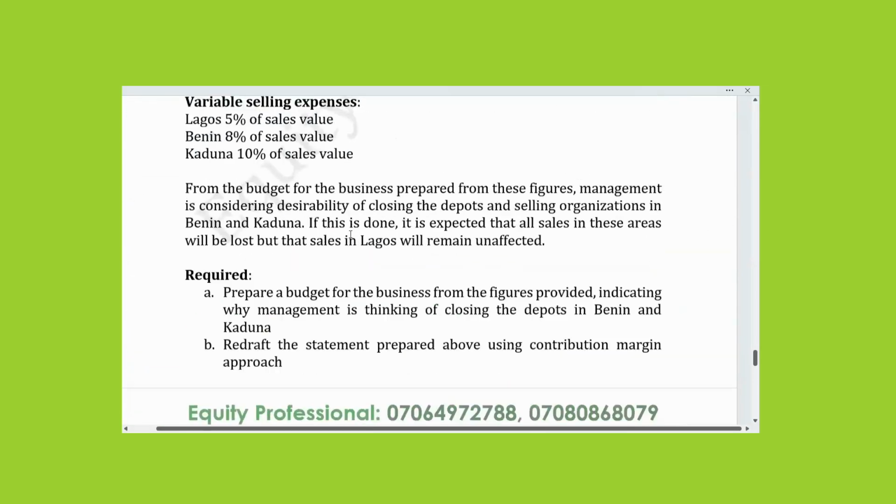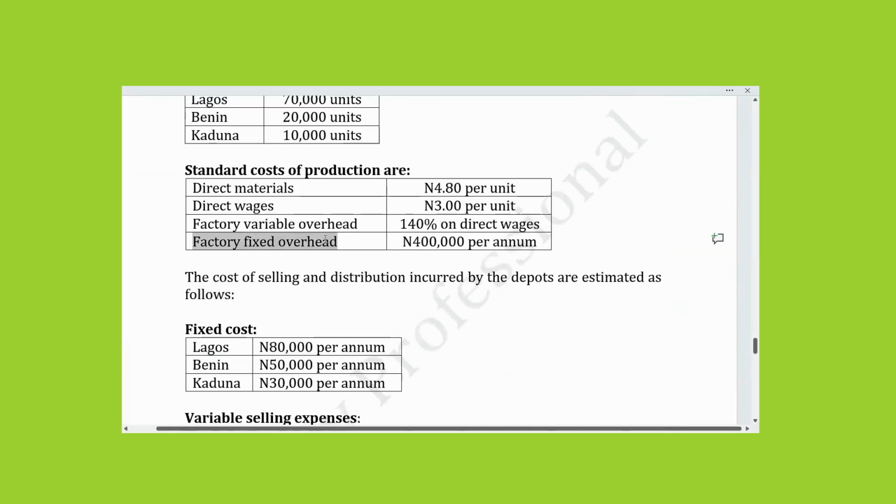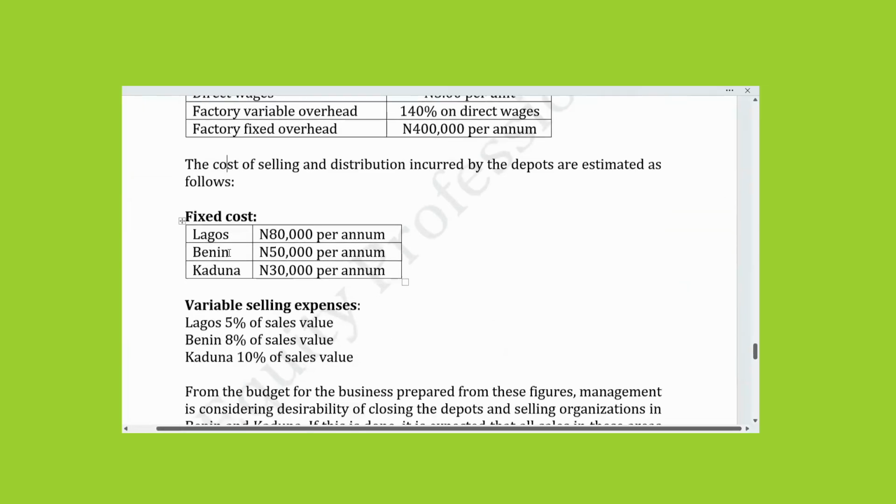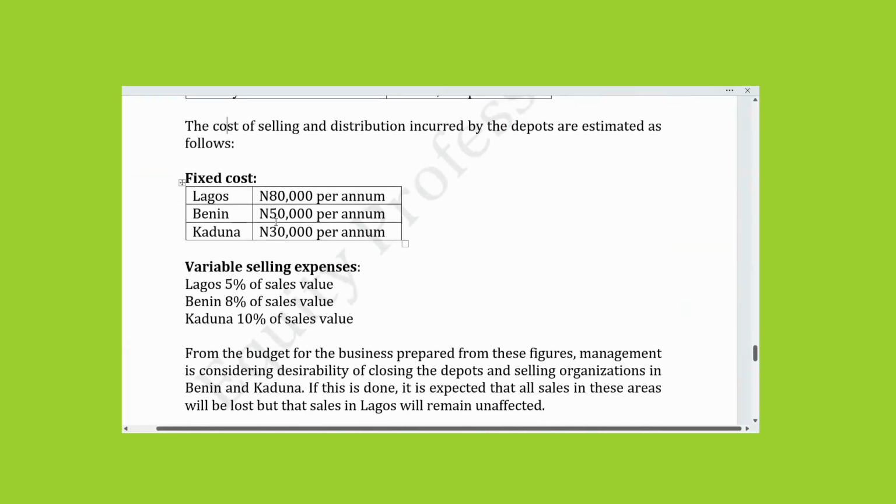So what else? What are the other relevant costs? Factory fixed overhead is not relevant. Factory fixed overhead does not relate to any of the products. It's a general fixed overhead. We're also given cost of selling and distribution. So fixed selling and distribution. Selling expenses are a relevant cost, whether variable selling expenses or fixed selling expenses, because if you don't incur the selling expenses, you will not be able to make the sales. So any selling expenses is a relevant cost. You have to consider it.